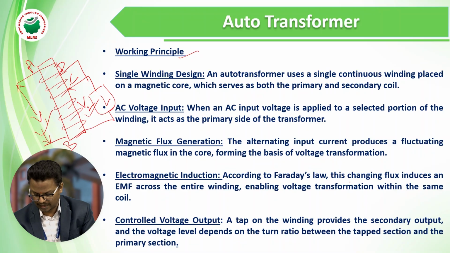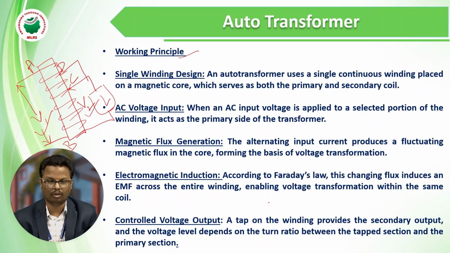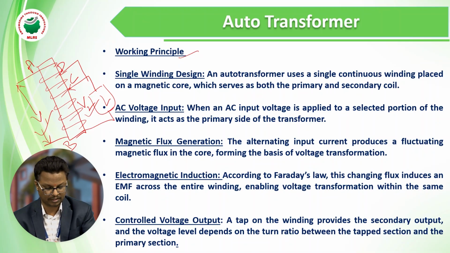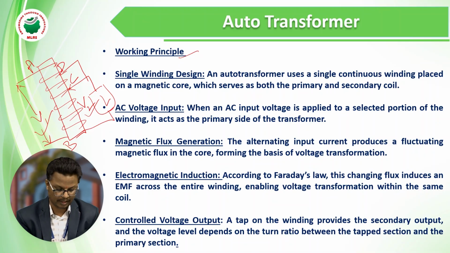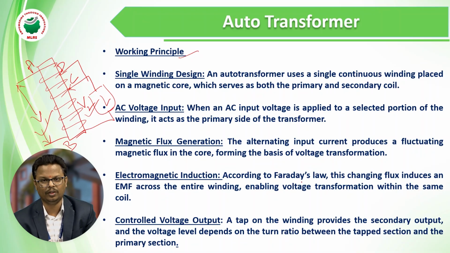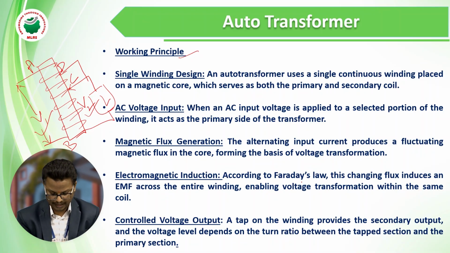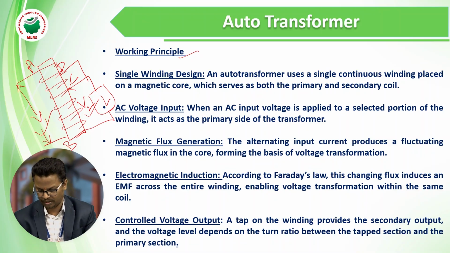So according to Faraday's law, the changing flux induces an EMF across the entire winding, enabling transformation with the same coil. So when the flux is passing through this total winding, the EMF will be induced according to Faraday's law, and that induced EMF can be varied by changing the taps, giving a controlled voltage output. So by changing the number of windings and the tapping positions, we can control the output voltage.